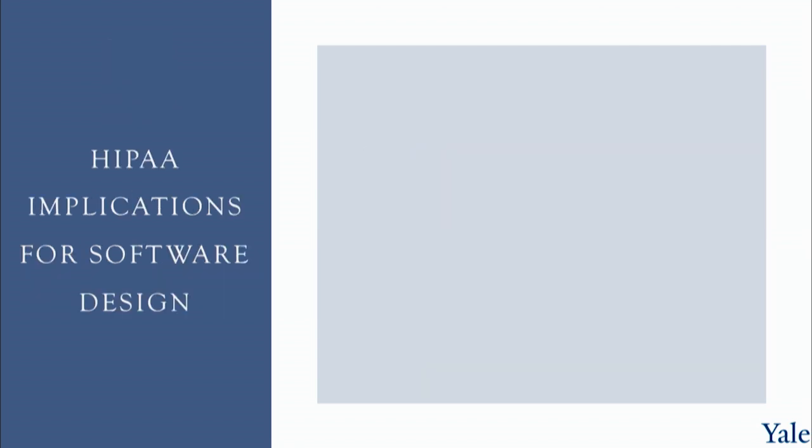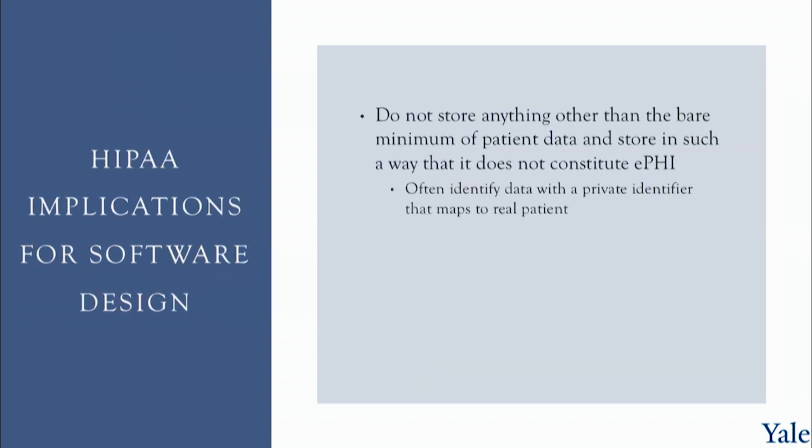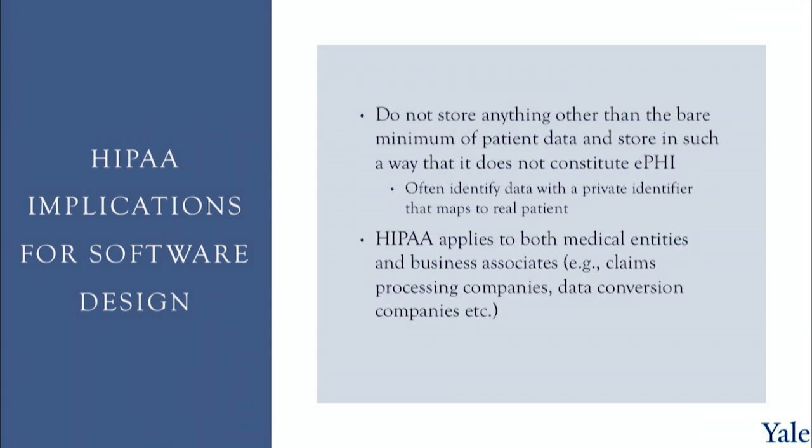What are the implications of HIPAA for software design? The implication is that we want to store at the bare minimum of patient data, and store it in such a way that does not constitute ePHI. We often identify data with a private identifier that maps to a real patient. And just as a reminder, HIPAA applies both to medical entities and business associates of medical entities, so claims processing companies, data conversion companies, etc. And this is part of a recent reform.